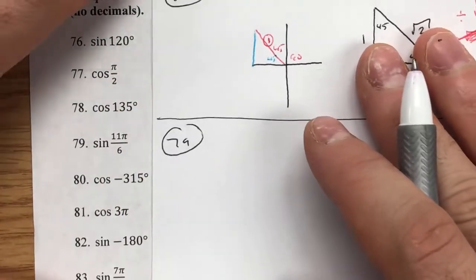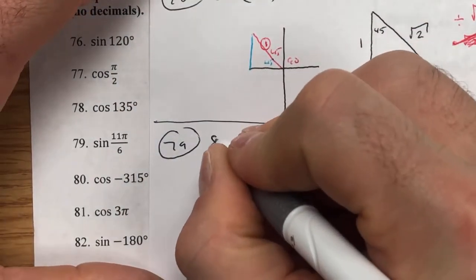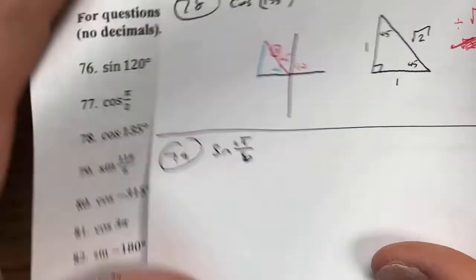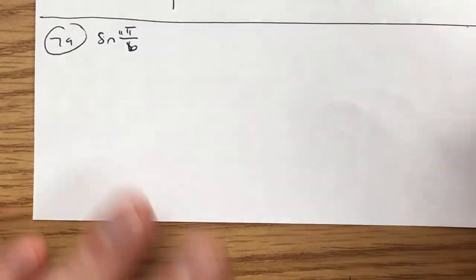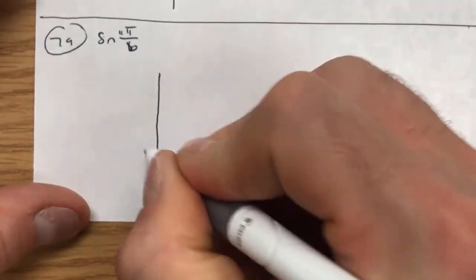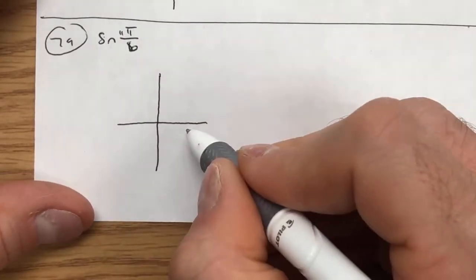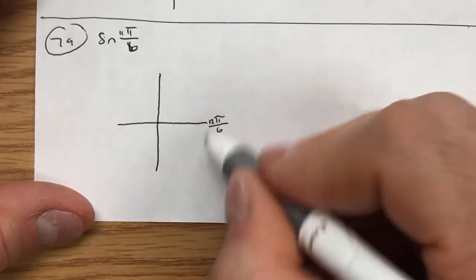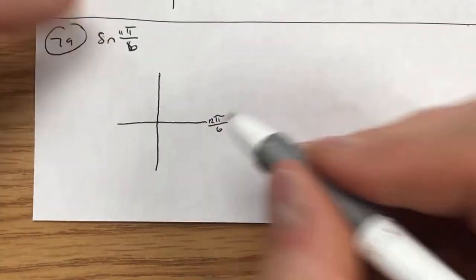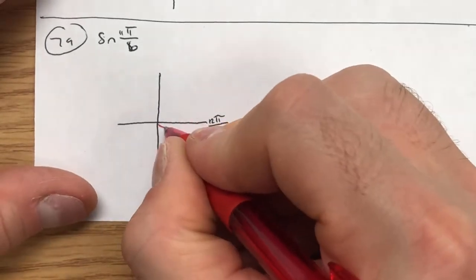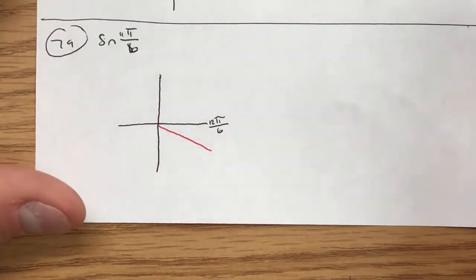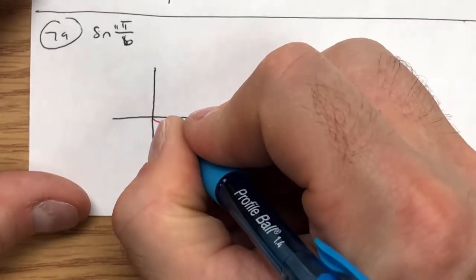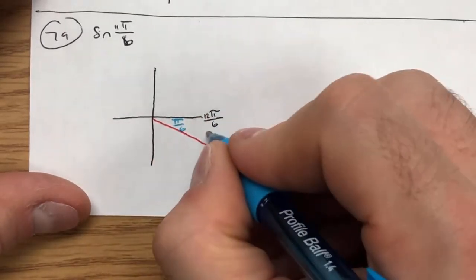Okay. 79, we're doing the same thing, except I've got radians again. So I'm looking at the sine of 11 pi over 6. Okay, so when I draw my unit circle, I know that a full circle is 2 pi, or this would be 12 pi over 6, which is 2 pi. I know I'm just shy of that. So I'm going to be right here, which is 11 pi over 6. So I know that the only remaining piece right here is going to be a pi over 6.